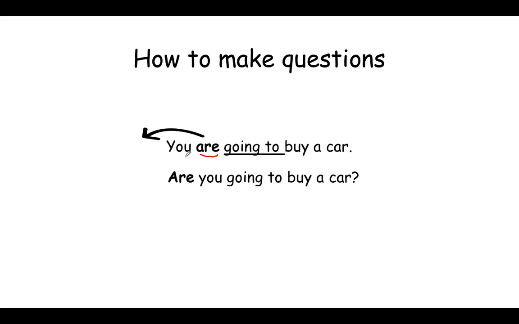This is the affirmative statement. It means yes. To make it a question, to ask somebody, are you going to buy a car? All we did is move are to the front of the sentence. So you is right here and are is right here. When we make a question, all we do is put are in the beginning and then put you, or whoever it is we're talking about, next to the rest of the sentence. Super easy.